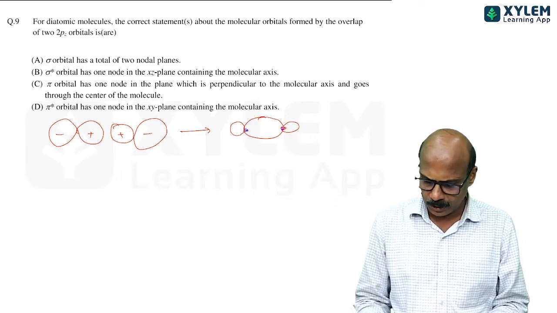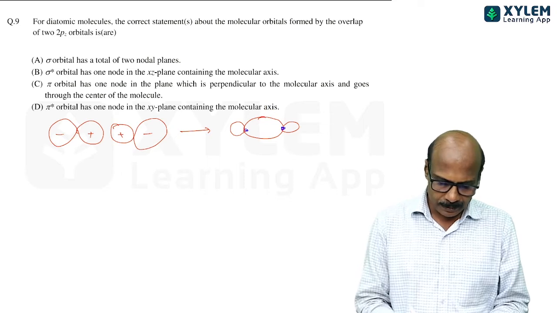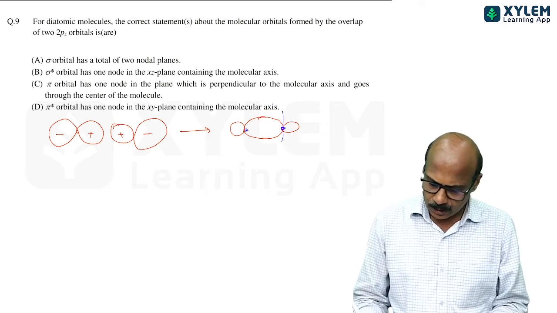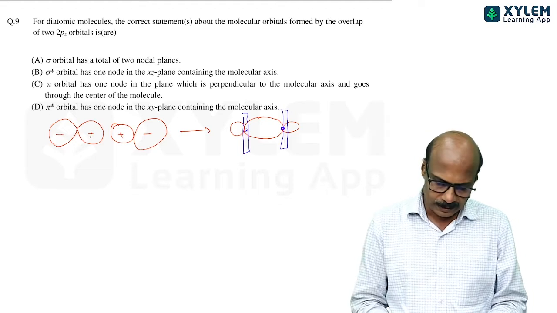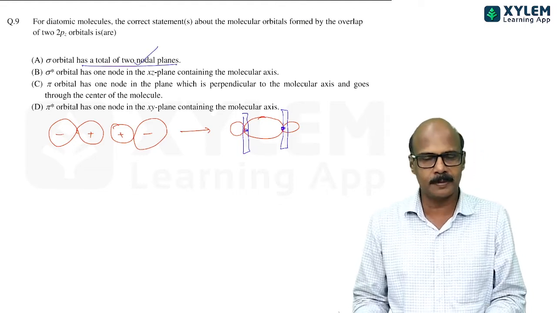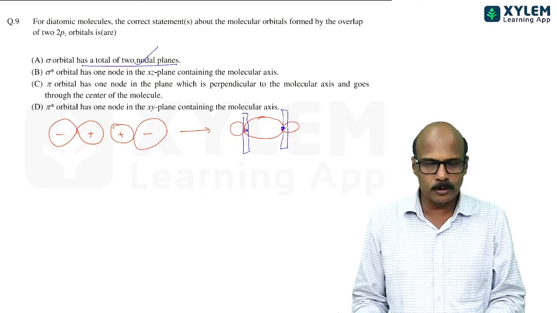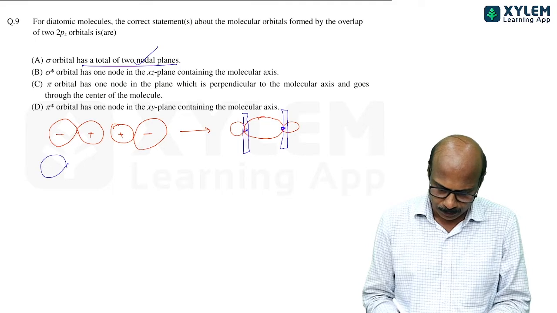Between the nuclei you cannot realize a nodal plane, but you can see there are 2 nodal planes situated, isn't it? They simply say there are 2 nodal planes, so you can take that statement as correct. What about the B option? Sigma star. How is the sigma star orbital produced?